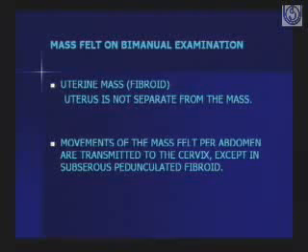Just putting a needle there and tapping, as we do in a PV needling in an ectopic case, we may find blood in the pelvic hematocele. Now suppose we find a mass on a bimanual examination. We have to define whether it is a uterine mass or an adnexal mass. If it is a uterine mass like, say, a fibroid, then the uterus is not felt separate from the mass. The movements of the mass felt per abdomen are transmitted to the cervix. That is, if we push the mass from above, we can feel the movement below on the cervix, except in a subserous pedunculated fibroid, where the movements will not be transmitted.